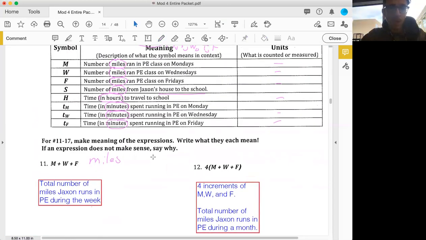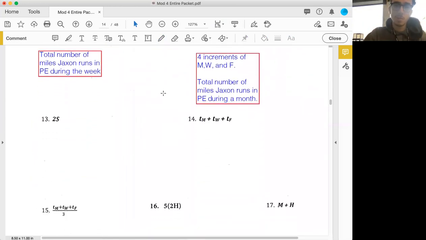2S, what's happening with 2S? Well, S is the number of miles from Jackson's house to the school. So maybe let's draw this out. If we have Jackson's house, Jackson's crib, it's got a nice little roof. Jackson also has 2 windows, a little garage.